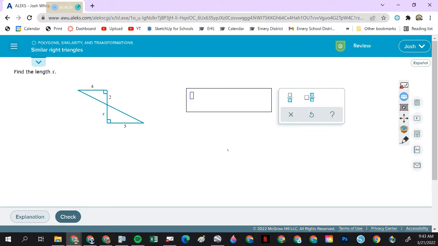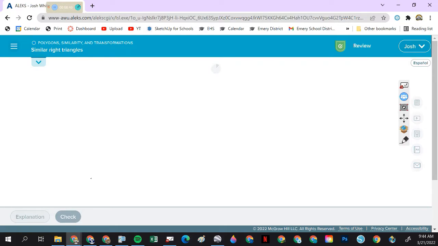Okay. Same thing here. This is going to be, no, it's not the same answer. Yes, it is. So small to big, 5 divided by 4 is 1.25. So 2 times 1.25, it's going to be the exact same answer.